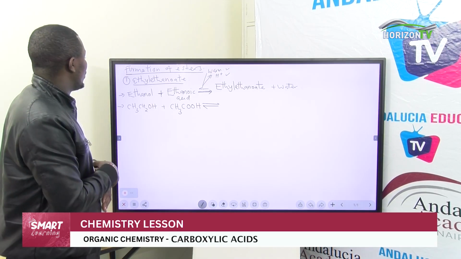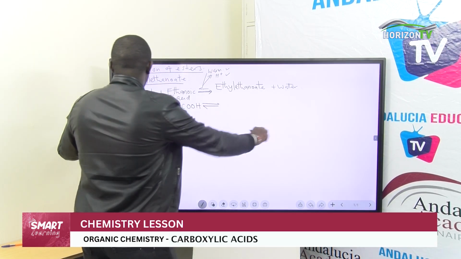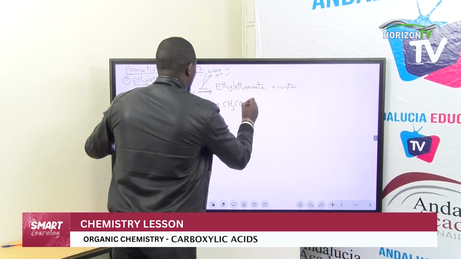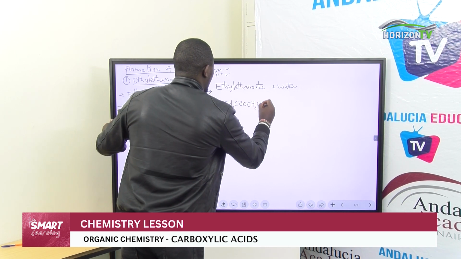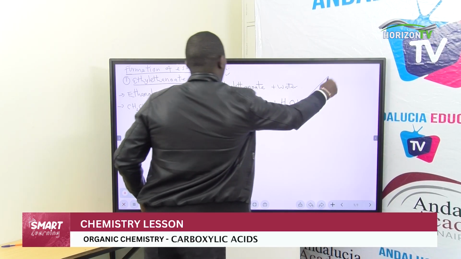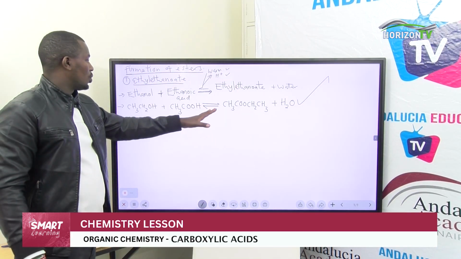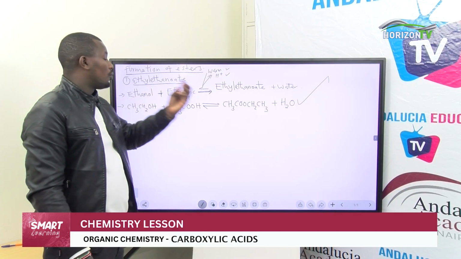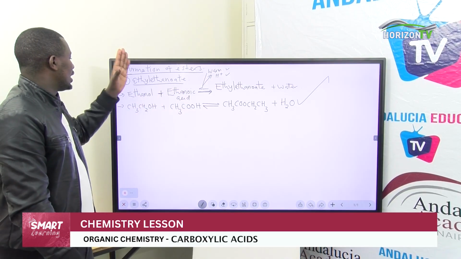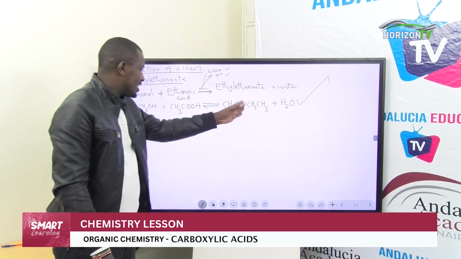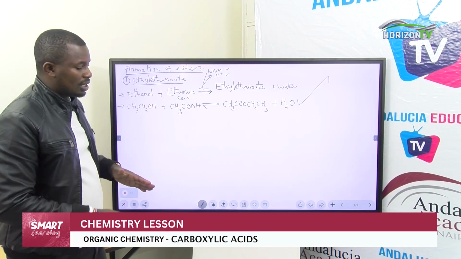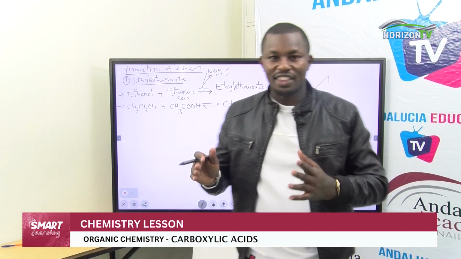And what is the formula of the ester? We shall have CH3COOCH2CH3. And of course, the water molecule is released in the process. This is what you call the structural formula of the reaction between the alcohol, ethanol, and the carboxylic acid to give us the ester and the water molecule. Let me break this down to the displayed formula, because we must see this in 3 dimensions.